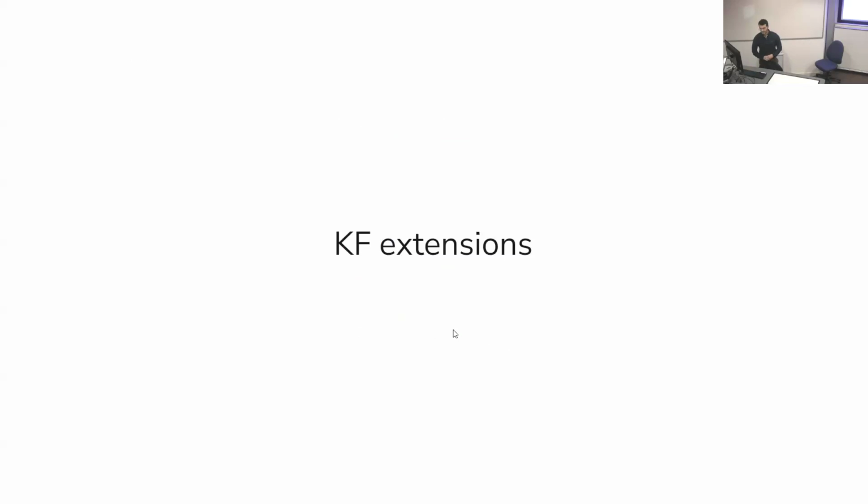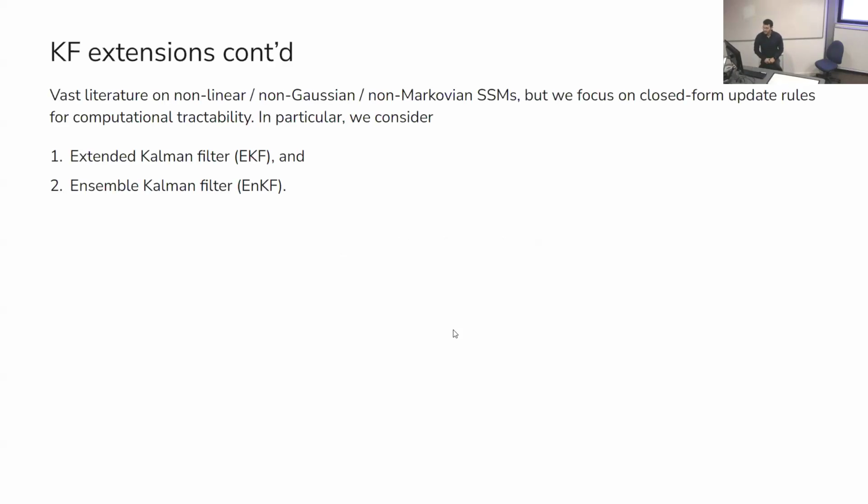So, okay, if the state space is linear and it's Gaussian, then the Kalman filter is the best thing we can do. But in reality, the world is not linear and it's not Gaussian, right? So there have been extensions to the Kalman filter that we can develop to tackle the nonlinearity problem, for example. The first one is the extended Kalman filter, and the second one is the ensemble Kalman filter. Now, just as a small caveat, there's a huge literature on how to tackle these non-Markovian, non-Gaussian, non-linear state space models. But for purposes of this talk, I've just focused on closed form update rules for computational tractability, right? I want to have something that has as close computational cost as the Kalman filter, right? That's my goal.